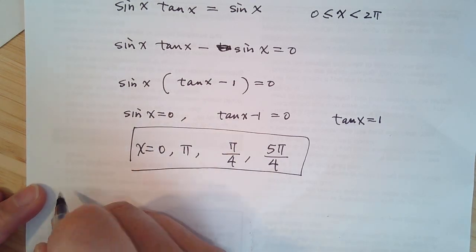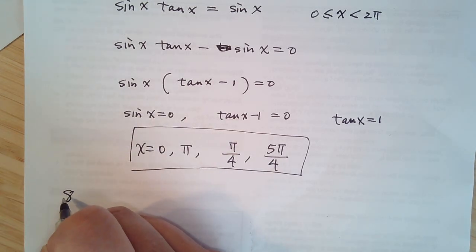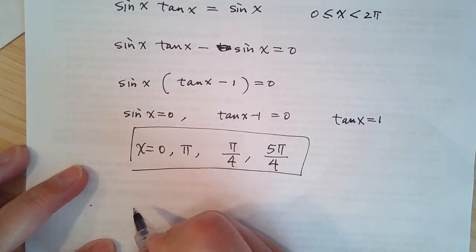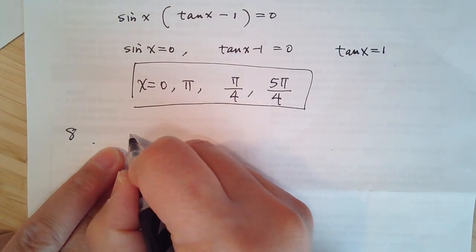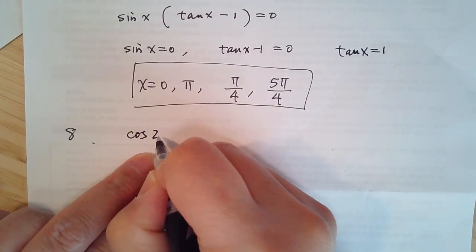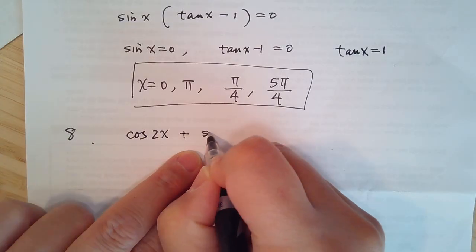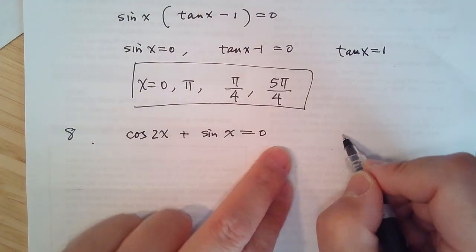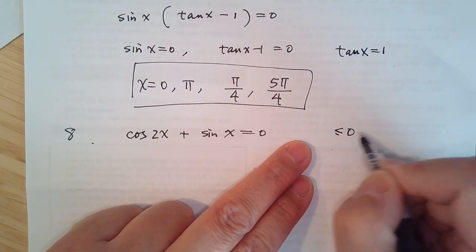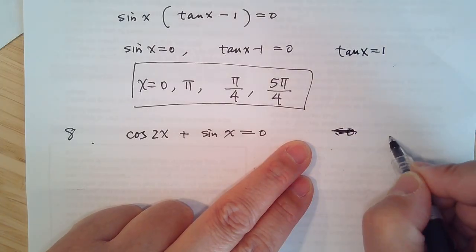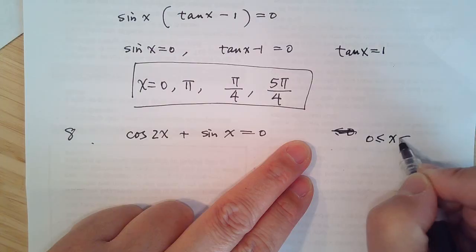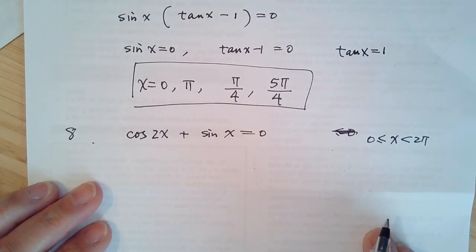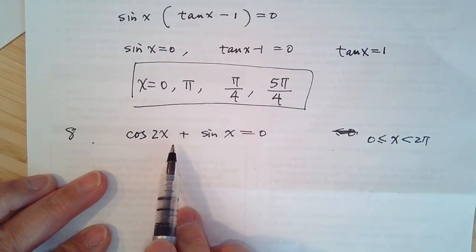Okay. So let me do one more. Okay, solve for x, and I give you cosine 2x plus sine x equals 0. Again, just to make the life easier, most of the time I always say x is between 0 and 2 pi. Okay, so cosine plus that.